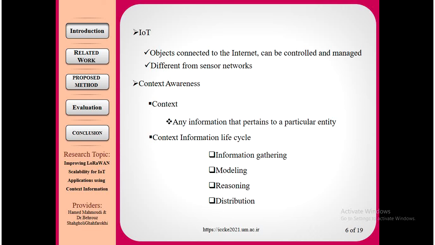To better understand it, let's review its life cycle. Context information life cycle: information gathering, modeling, reasoning, and distribution. In the reasoning level, there are some techniques like supervised and unsupervised learning, rules, fuzzy logic, ontological, and probabilistic reasoning that can be used depending on the application. Each technique can be used in a specific application.